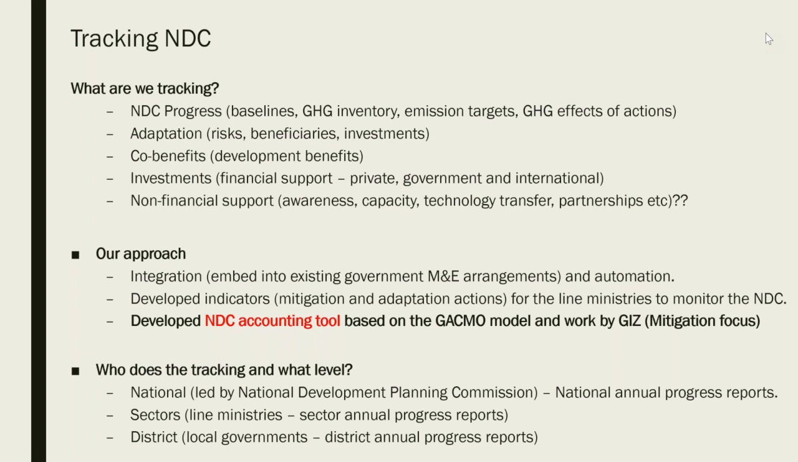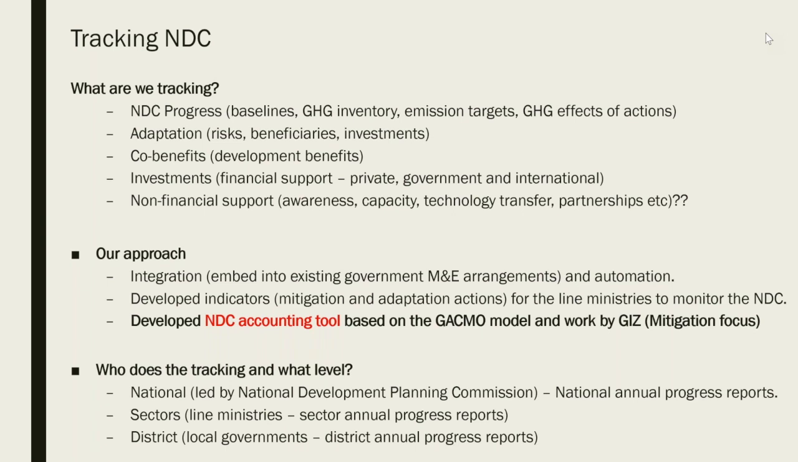We also need to emphasize that in as much as we are seeking to embed or integrate this into the existing systems, we also need to begin to work towards automation. Automate the effort of monitoring, processing, communication, and visualization. Another approach that we have adopted is to develop indicators for the specific NDCs, for the line ministries to use to monitor the performance and progress of these NDCs, which we have done with the National Planning Commission.